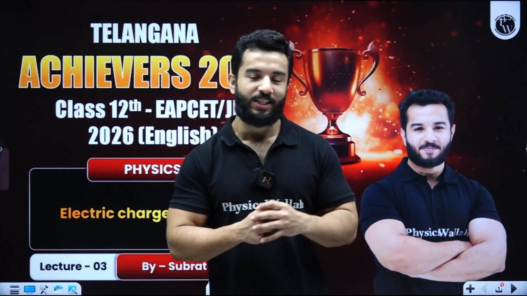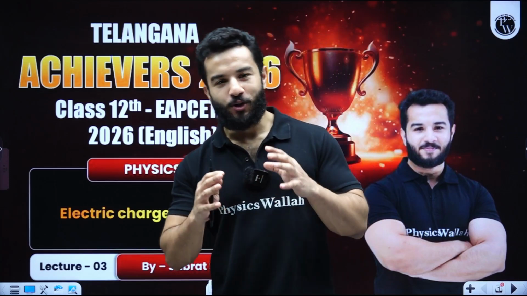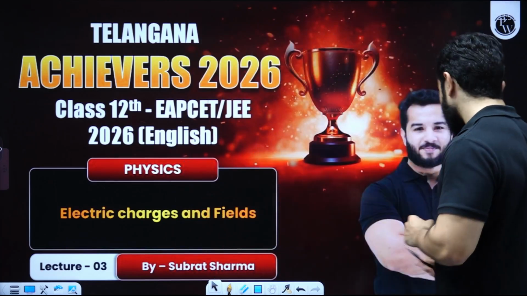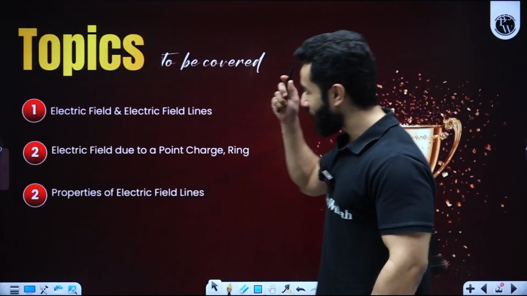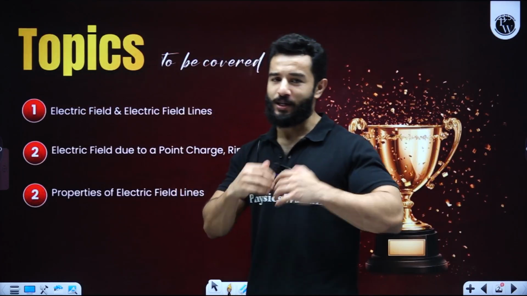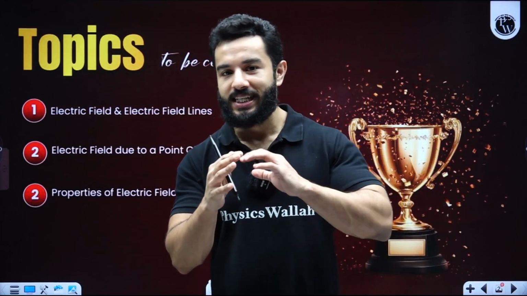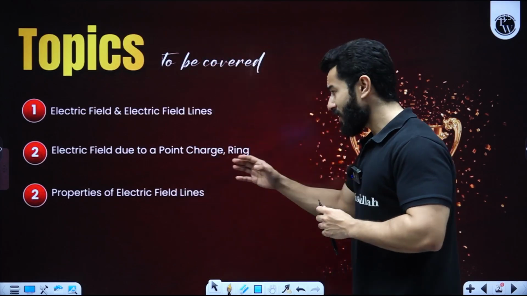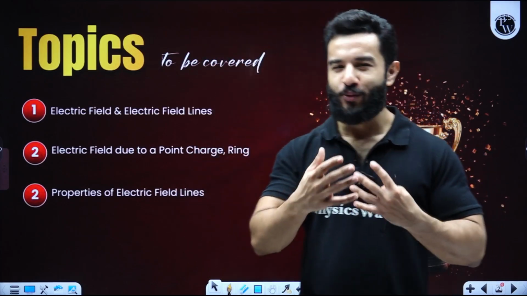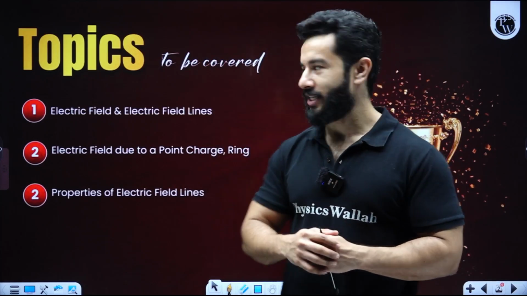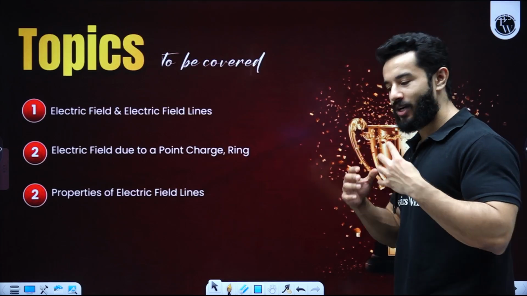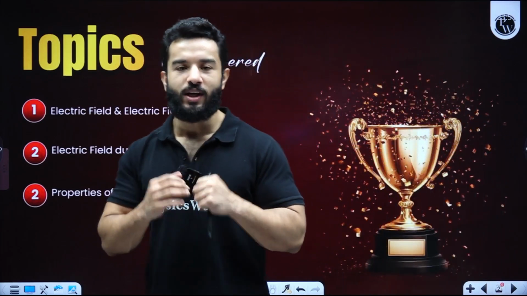Friends, in today's class we are going to continue our chapter Electric Charges and Fields, and this is going to be the third lecture. Hopefully you enjoyed the first two lectures. In this lecture we are going to talk about electric field lines, their property, electric field intensity due to a point charge, due to a ring, and we are going to basically define what we really mean by electric field intensity, right? So let's first try to understand what we really mean by electric field.